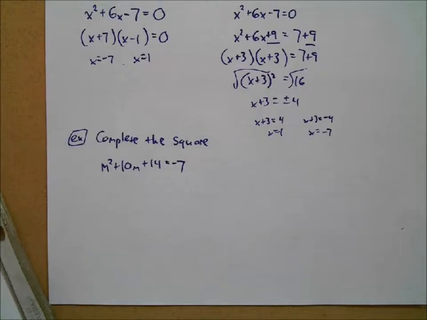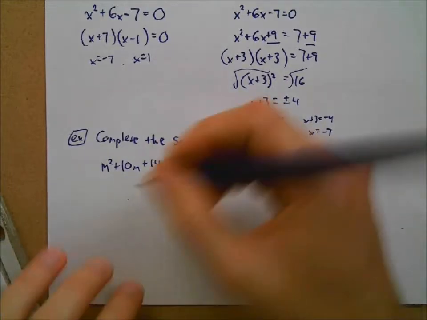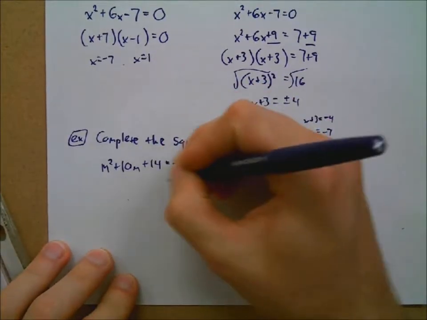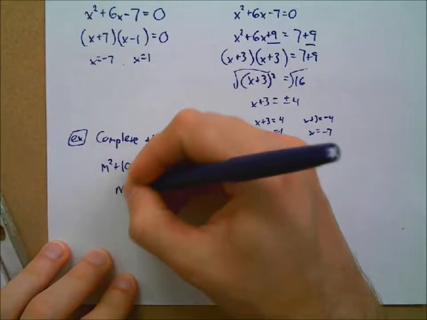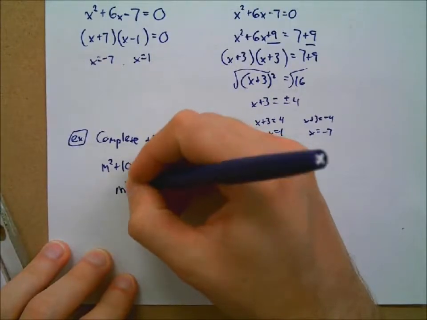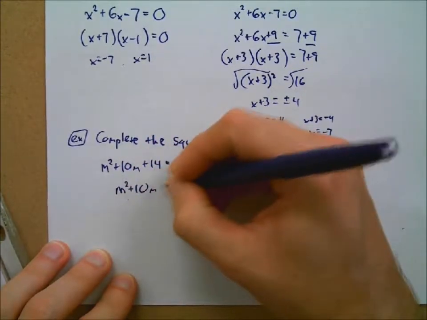So does this thing even factor right now as it's written? Yeah, no, there's not two numbers that multiply to 14 but add to 10, which is fine though. We don't really care about that. So again, first step here, I'd suggest moving that 14 over, leaving some space, so it'll be negative 21 here.